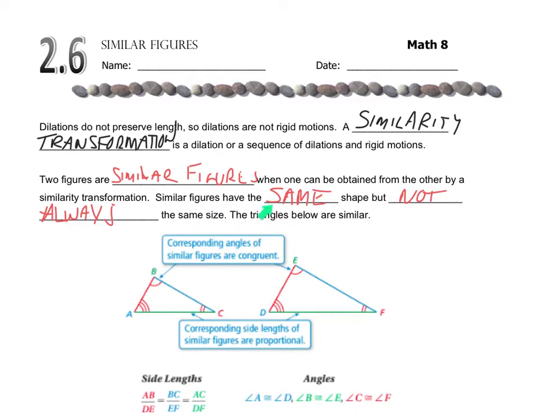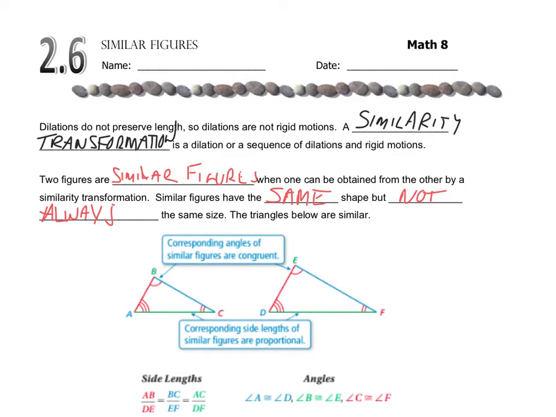Similar figures have the same shape. Just like when we talked about the congruent figures, they have the exact same shape. The difference is they're not always the same size. So remember, in congruent figures, they were always the same shape and always the same size. Similar figures are not always the same size, and we saw that in the dilations. We saw things that got bigger or smaller, enlarged or reduced.